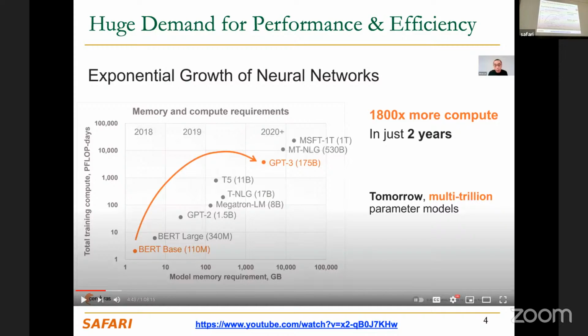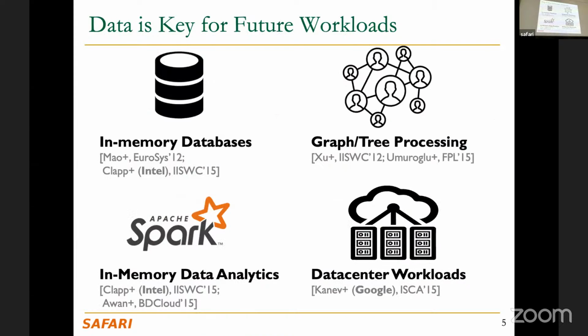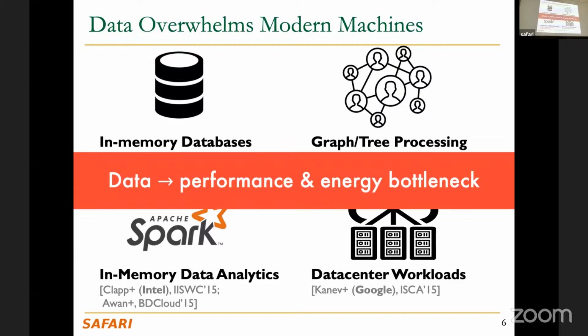So, for example, this is an example of the memory requirements that we have for neural networks over time. You can see on the x-axis the memory requirements in gigabytes, and the total training that is used for different transformers, neural networks. And then you can see that there was a huge jump from BERT, for example, to GPT-3 of almost 3 orders of magnitude more memory requirements in the last 2 years. This is also true for other application domains like database, graph processing, data analytics, and data center.